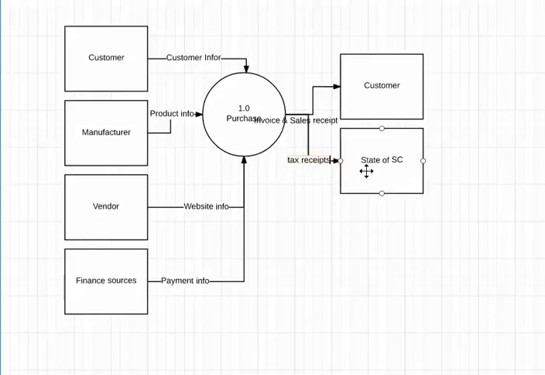And in the next piece we will basically break this apart into some more detail so that we can be more specific about what data is needed for each step of this purchase process. So we'll see.